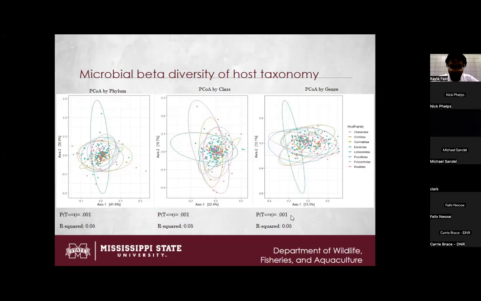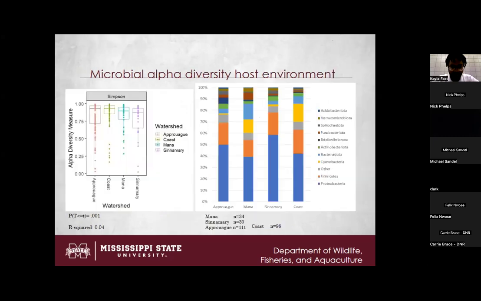We have very significant differences in the bacterial community composition, but only about 5% of the variation can be explained just by looking at the fish taxonomy. So now we're going to get into some comparisons between the locality of the fish, like where it was collected at, and fish bacterial diversity.